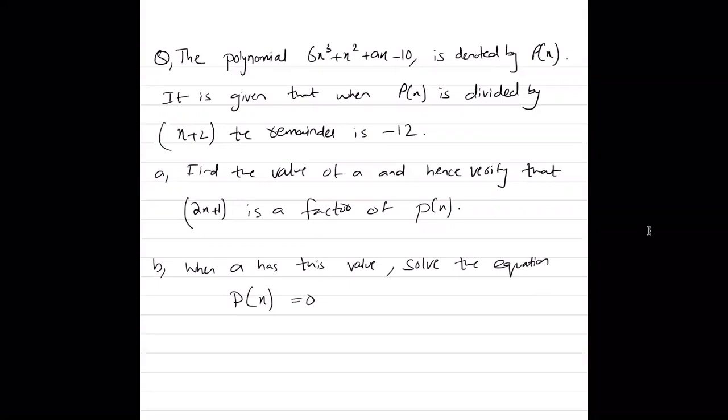Okay, let me give you the answers as well. So the answer to the first part is a equals negative 21, and the answer to the second part is minus 5 by 3, minus 1 upon 2, and 2. Okay.